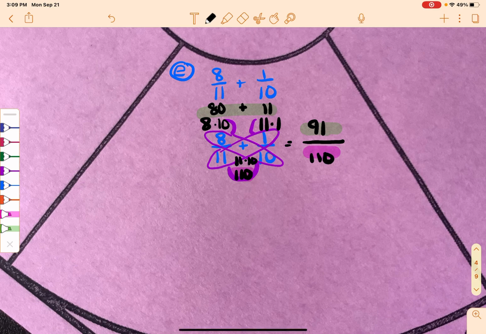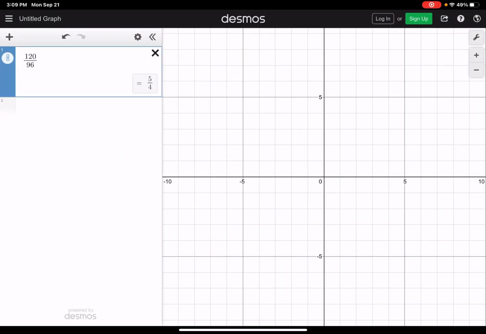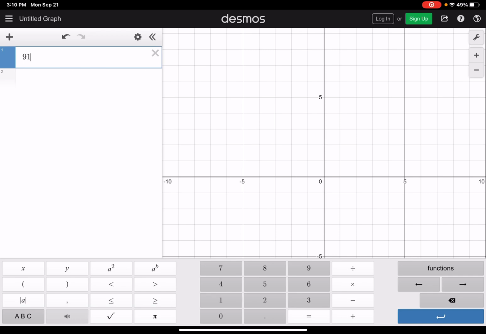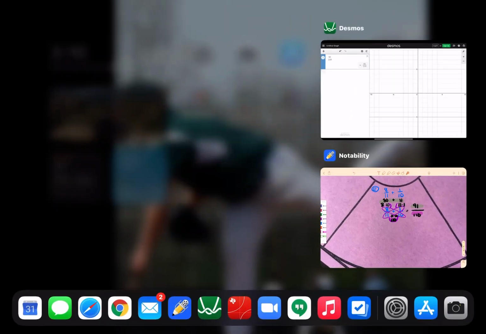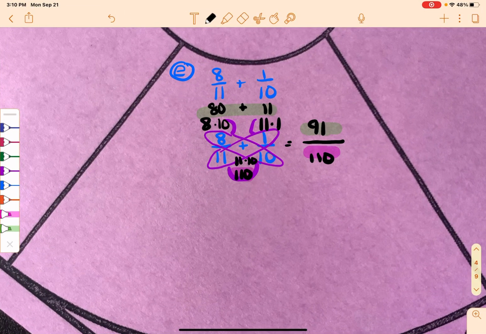Now the good news is the top number's smaller than the bottom number, so we know that's okay. But let's put this into decimals to see if it'll reduce. So 91 over 110. And then hit the fraction icon in front. So you can see this one doesn't change. That means it's reduced as much as it can be. So that means that's going to be your final answer. Okay, guys, we'll keep working.